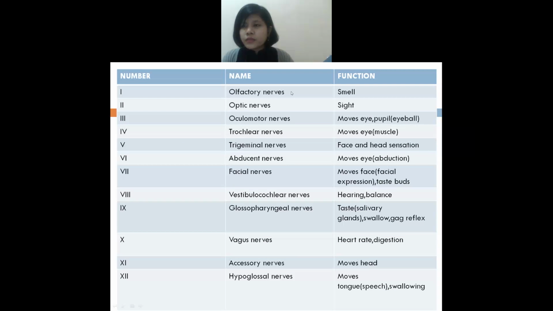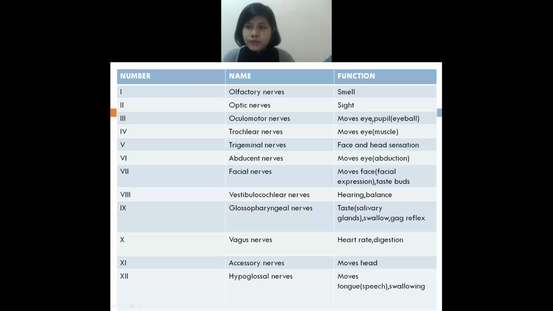So number one, what was it? Olfactory nerves. The olfactory nerves help in what? They help in smelling something. Next, number two is what? Optic nerves. The optic nerves help in sight. Sight means seeing something.